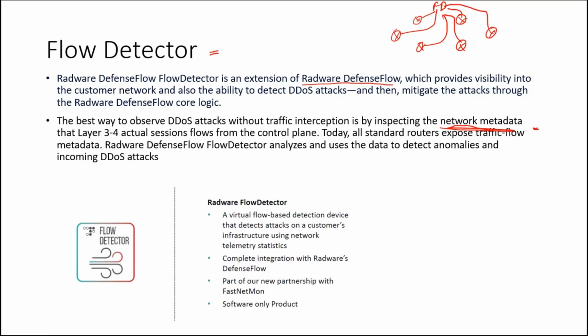So all standard routers expose traffic flow metadata, basically, and the Radware DefenseFlow detector, basically this flow detector analyzes it and sends the data to DefenseFlow, and then DefenseFlow uses the data to detect anomalies and incoming DDoS attacks.